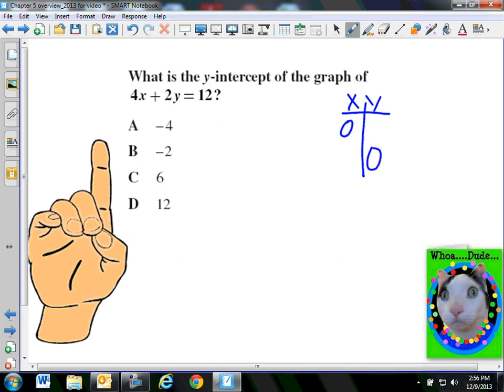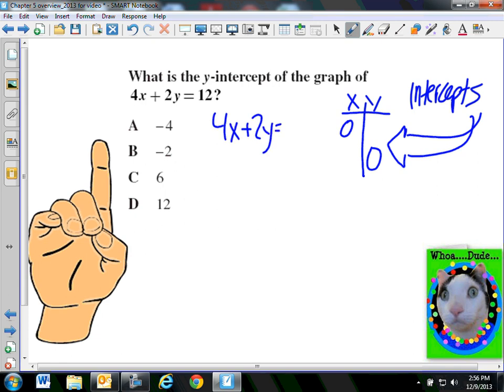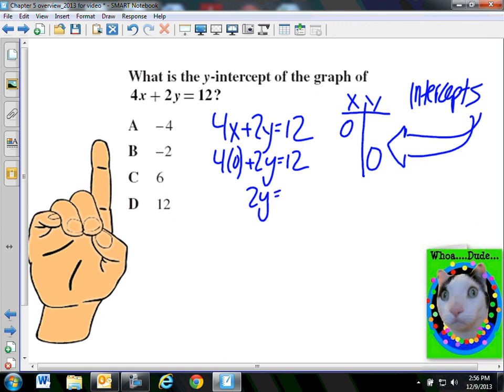The zeros. Whenever you see the word intercepts, think about this, the zeros that I showed you. Okay, so what I'm going to do is I'm going to plug in zeros here. I'm going to plug in a 0 for the x. y equals 6. Okay?